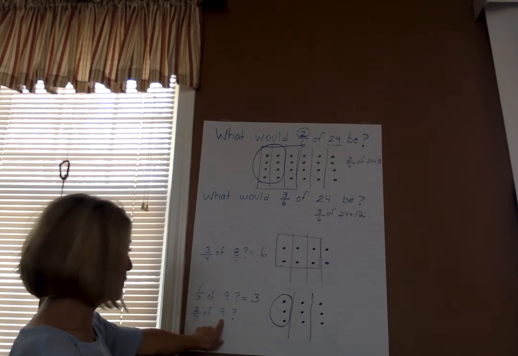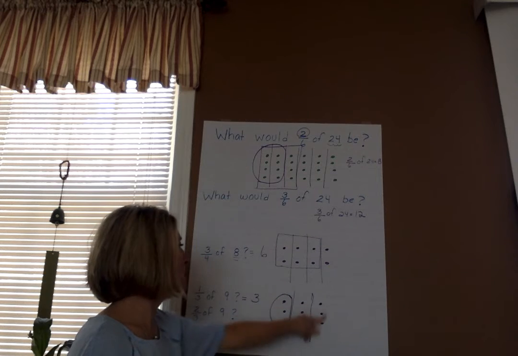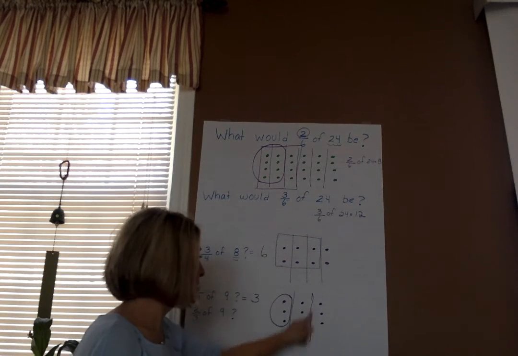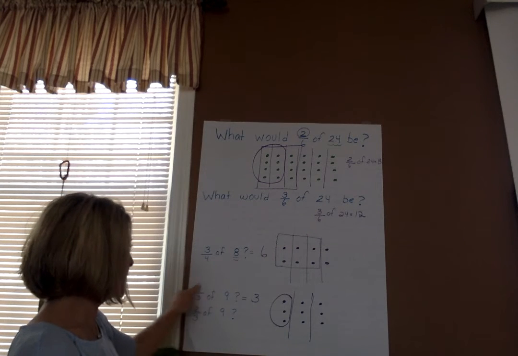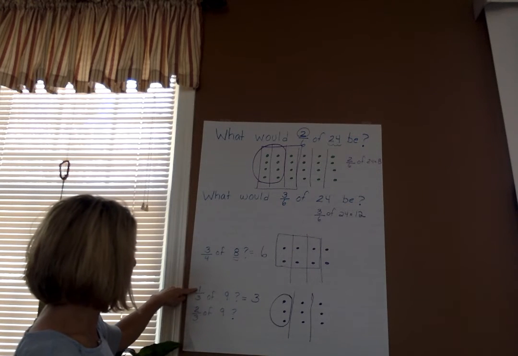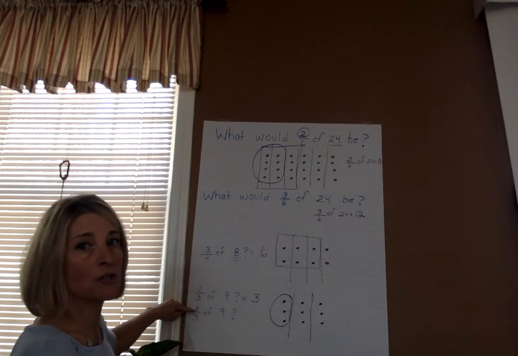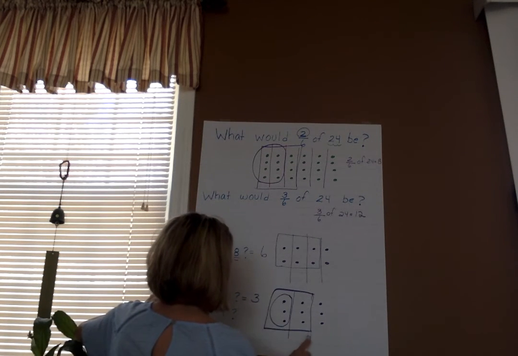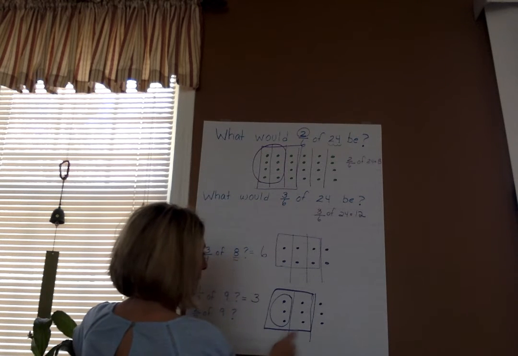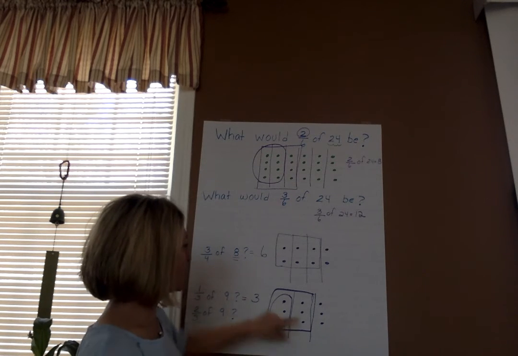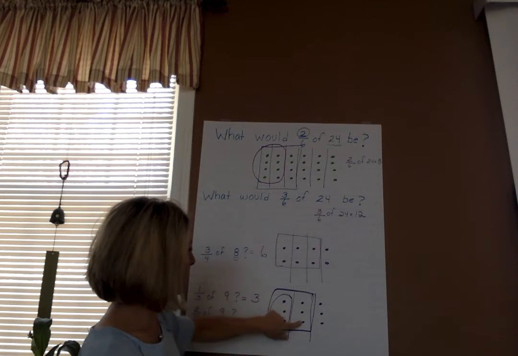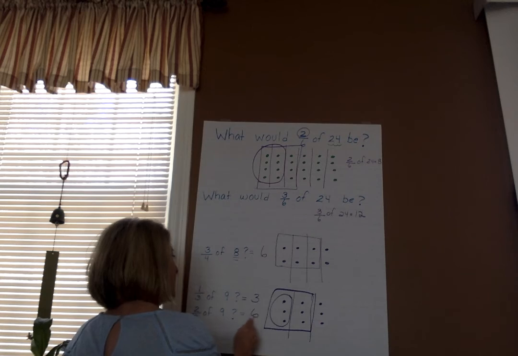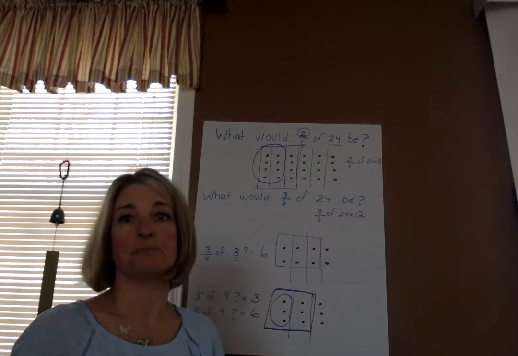9 is my total. So here's my 9 dots. My denominator is a 3. So again, I broke them up into 3 groups. But now, instead of seeing how many are in one of the 3 groups, I want to know how many are in 2 of the 3 groups. So that would be this section right here, group 1 and group 2. If I count up the dots, I have 1, 2, 3, 4, 5, 6. So 2/3 of 9 equals 6.